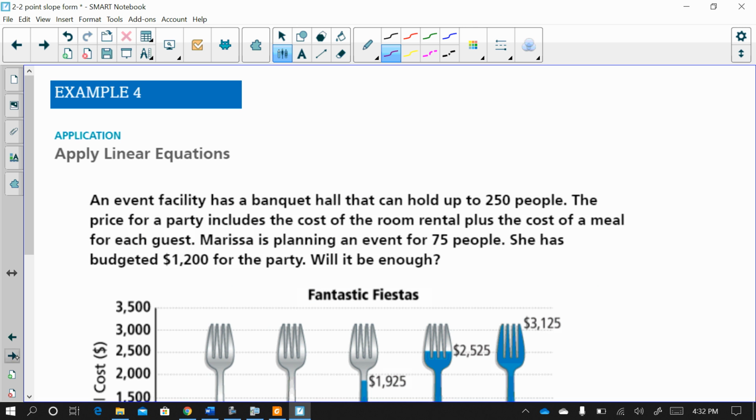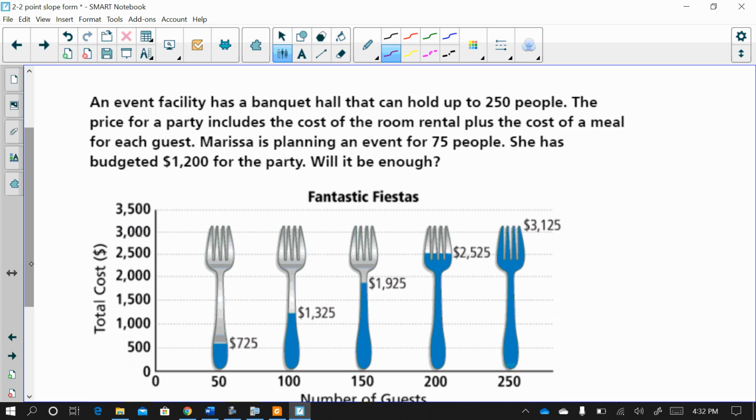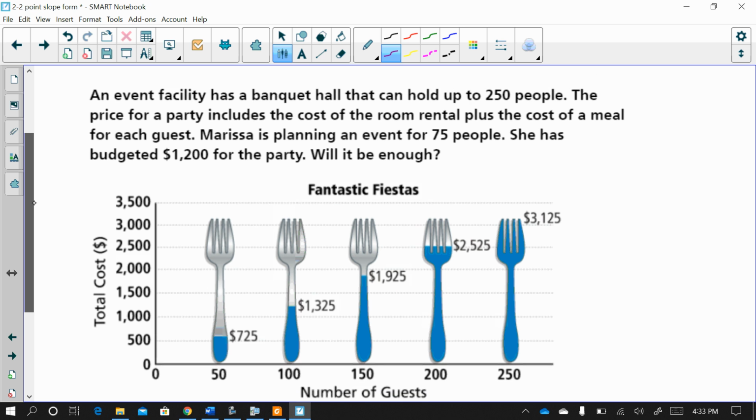All right, let's talk about a word problem now. An event facility has a banquet hall that can hold up to 250 people. The price for a party includes the cost of the room rental plus the cost of a meal for each guest. Marissa is planning an event for 75 people. She has budgeted $1,200 for the party. Will it be enough? Well, let's take a look at the graph.